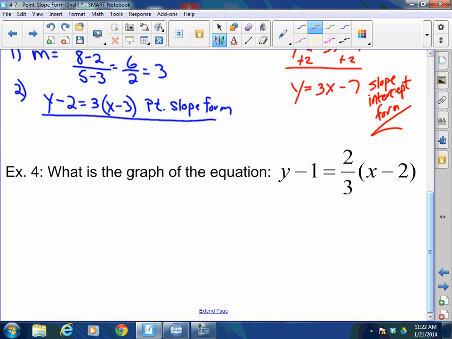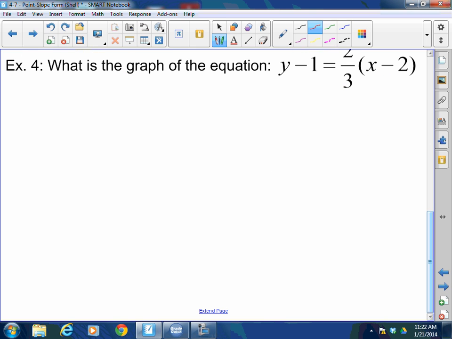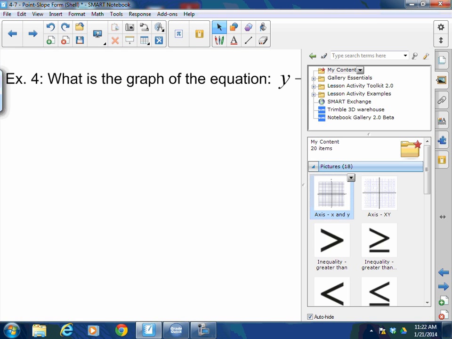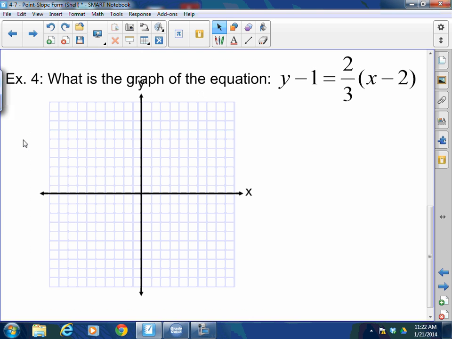Now, what if I do this to you? What is the graph of the equation y minus 1 equals 2/3 (x minus 2)? There's two ways to skin this cat. I'm curious to see what you guys would think would be a way to do this. What's one way to do this? Yes, sir.